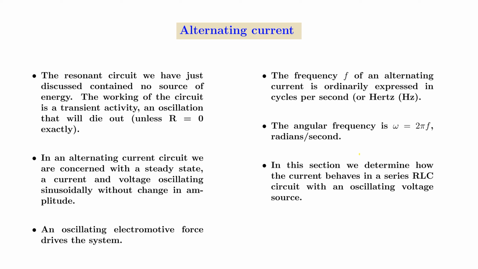So, in the circuits that we are going to discuss, we will apply an oscillating electromotive force having frequency f, which is expressed in cycles per second or hertz. Now, the angular frequency is defined to be omega equal to 2 pi f, which is expressed in radians per second. Our prime motive in this study is to determine how the current behaves in an RLC circuit when an oscillating voltage is applied in the circuit.